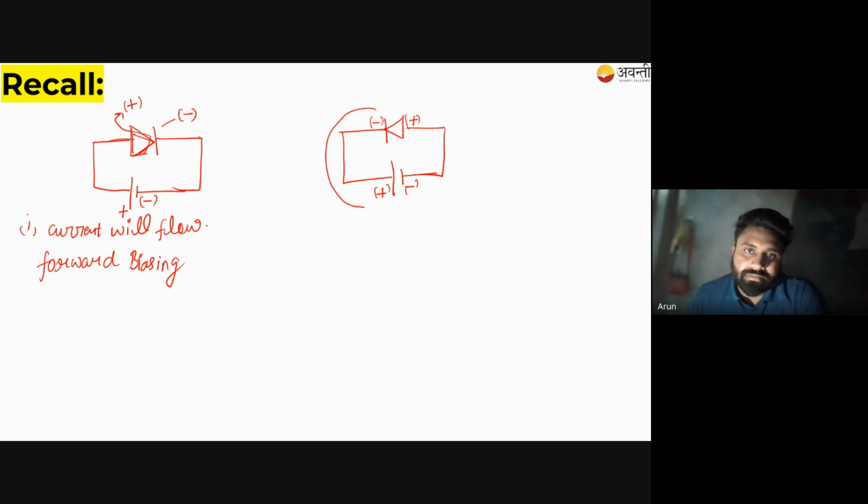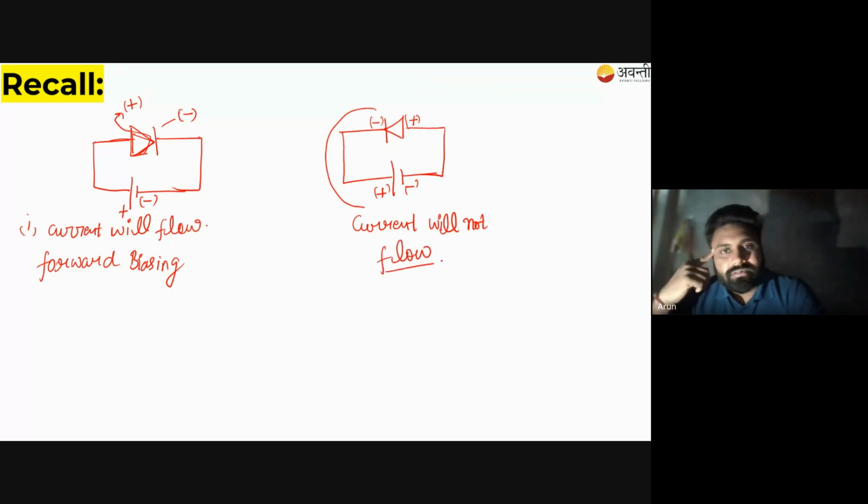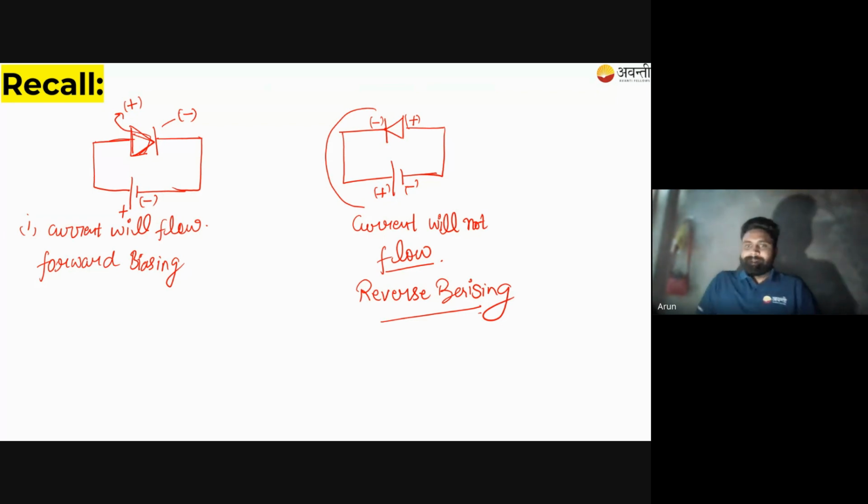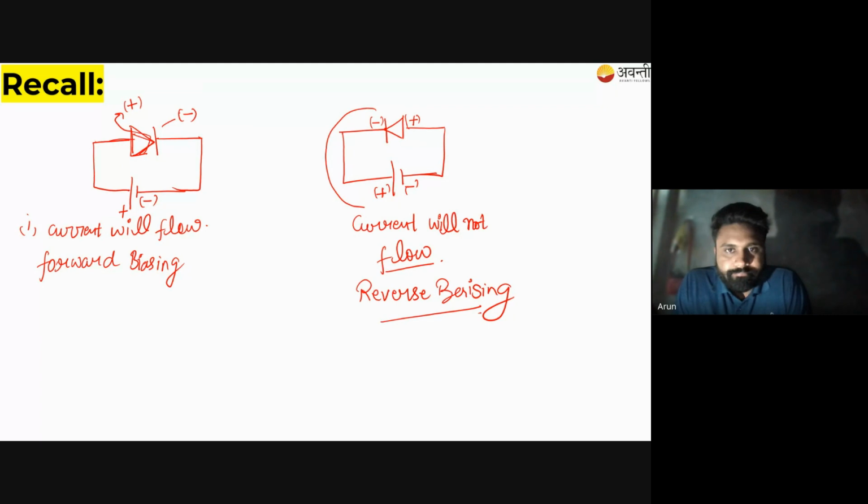So in this condition, current will not flow, which means the circuit is off. Circuit is off means there is no current flowing in this circuit. Here the diode is connected in such a manner that the positive end of the diode is connected to the negative terminal of the battery, and the negative end of the diode is connected to the positive. Got it? So this condition is termed as the reverse biasing condition, just opposite to forward biasing. I hope you all got this. Okay. So this is what we did in the previous class.